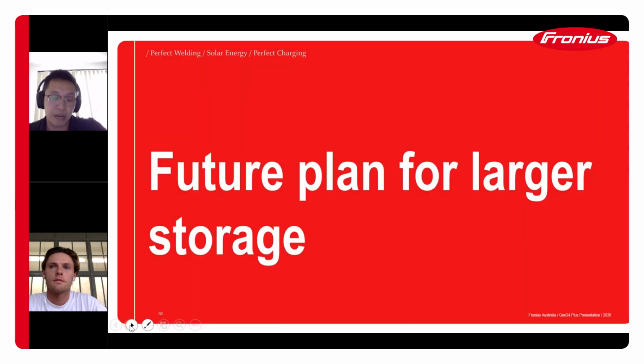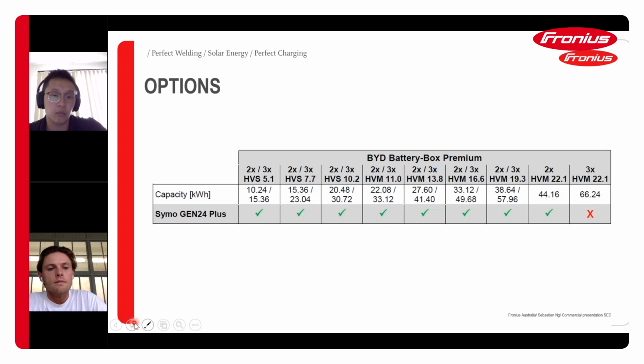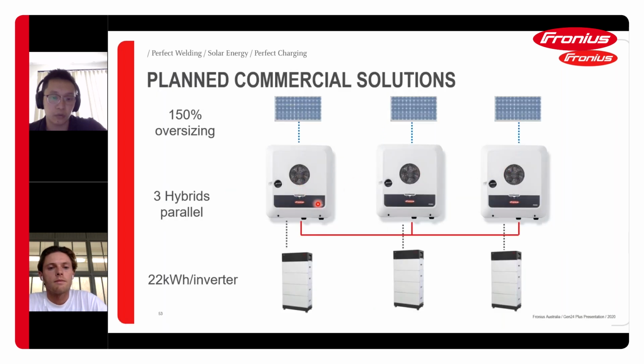We also have plans in terms of more storage. You know that we can parallel multiple batteries to one inverter, but we also want to be able to have multiple Gen24s. If you want to install multiple Gen24s on site, at the moment they can't talk to each other, but we're planning to make them work together. There are already solutions around it. So if you want to do it, please get in touch with Fronius here.